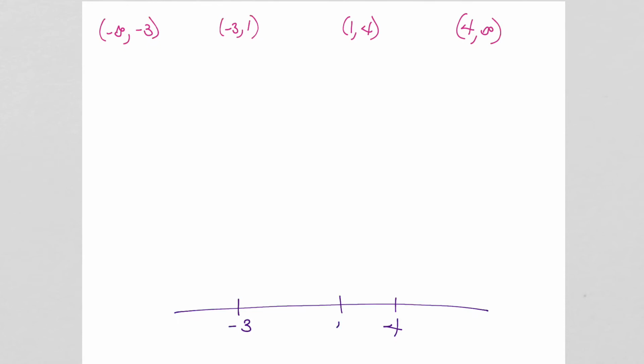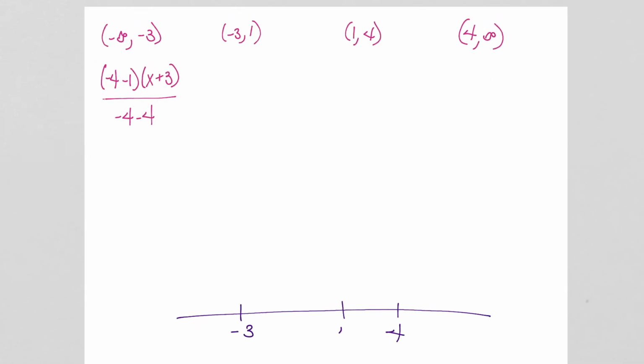So I'm going to use -4 to begin with, and if we plug in -4 to our inequality, we get -0.625. Now, is that less than or equal to 0? Yes. Between negative 3 and 1, let's just use 0.